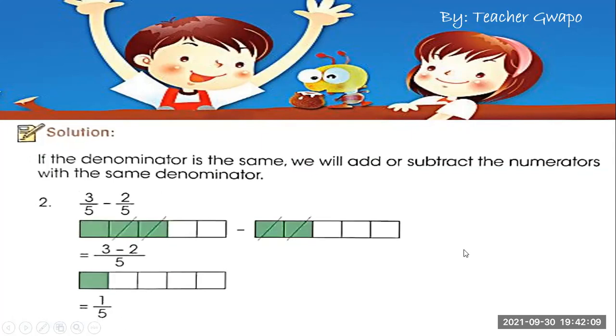Okay, you got it? Now here in number 2, 3 over 5 minus 2 over 5. No worries, because it's the same denominator. If the same denominator, just subtract the numbers on the top, or we call them numerators. 3 minus 2 is 1. Just copy the denominator here. So that is 1 over 5.